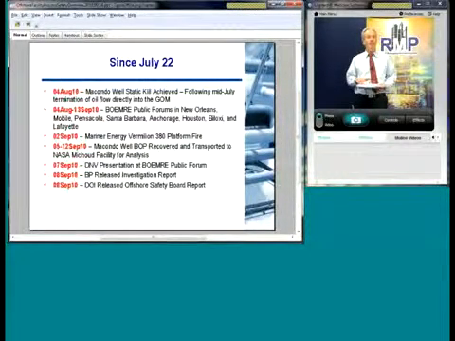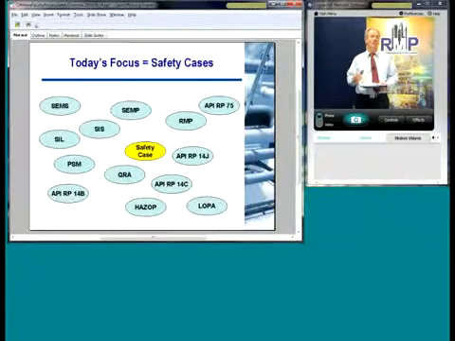So lots been happening, and a lot of it's moving towards a spectrum of regulatory requirements that have a full range of safety management systems. And again, today we want to focus on safety cases.